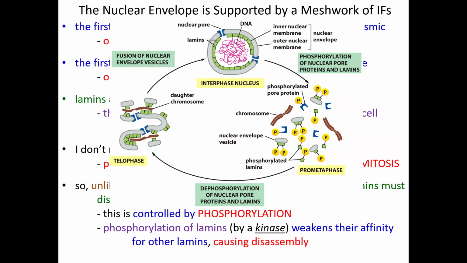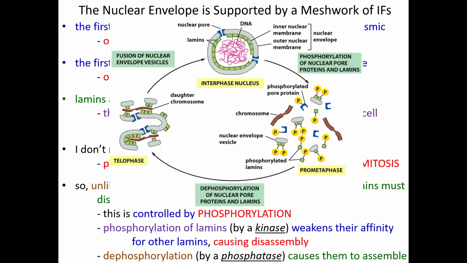Well, how are we going to facilitate that? We're going to activate a phosphatase to dephosphorylate all of these nuclear lamins, and then they will spontaneously reassemble into nuclear cortices and will make two new nuclei. So the breakdown and reassembly of the nuclear cortex is governed by the action of kinases and phosphatases, respectively.